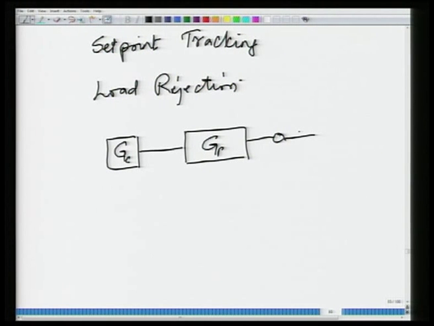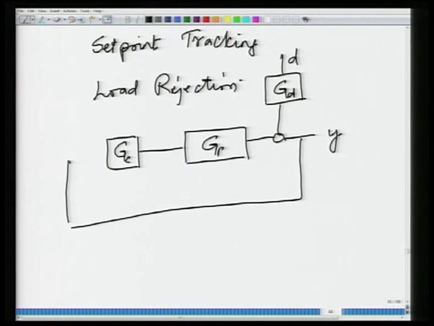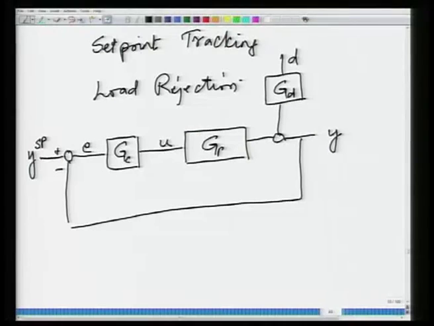Something is coming here, and what I have here is GD, and this is disturbance D, this is Y, and what I have is Y set point plus minus, that is negative feedback, this is the error, and this is the input to the process. Okay. So, the disturbance D affects Y through the transfer function GD.